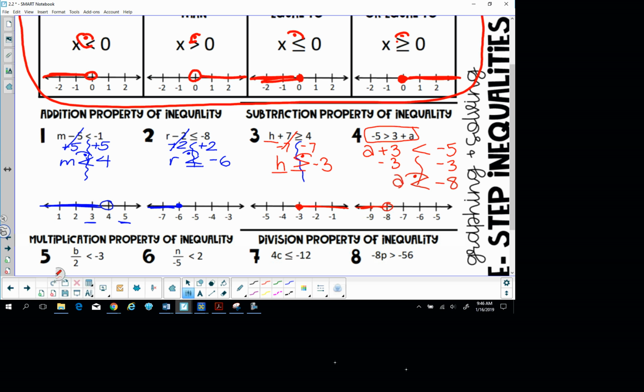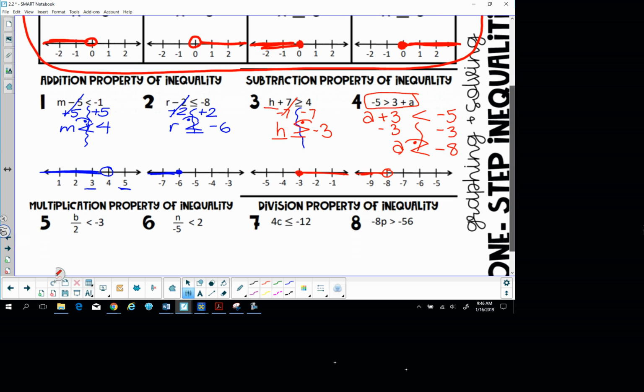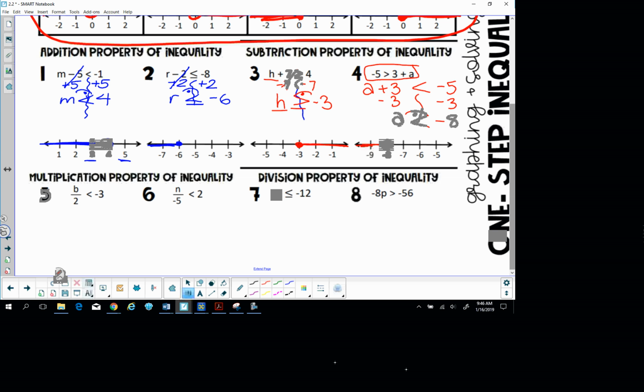Now, multiplication and division are the ones that are going to be a little bit different. There are special rules for multiplication and division. When I multiply by a negative coefficient, that means if a clingy girlfriend is negative, the sign flips. Right here, the clingy girlfriend, the coefficient, has to be negative.